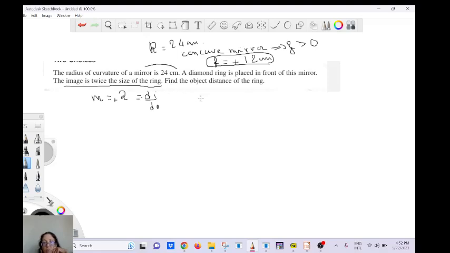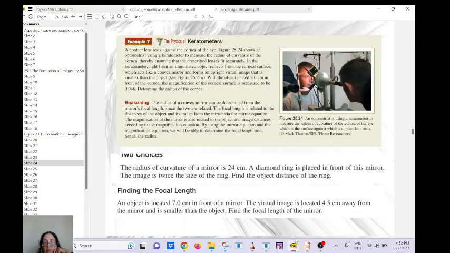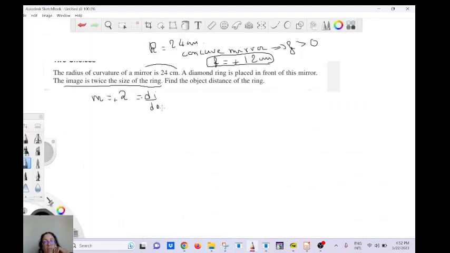But they don't give you, do they give you the distance? So you have to figure this out, right? So we have 2 equals minus d sub I over d sub O. And we have 1 over d sub O plus 1 over d sub I equals 1 over 12. So you have 2 equations with 2 unknowns, but what do they want? They want d sub I, no, d sub O. They want d sub O.